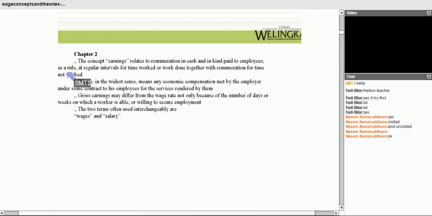So now, what is the meaning of earnings? The concept earnings relates to the remuneration in cash and in kind paid to employees as a rule at regular intervals for time worked or work done together with remuneration for time not worked. So earnings basically means what you are earning. That is your earning. What wages are you getting? So wages in the widest sense means any economic compensation paid by the employer under some contract to his employees for the services rendered by them.